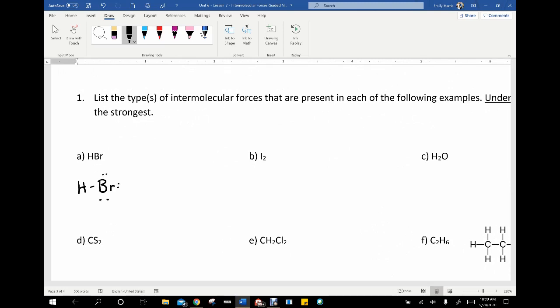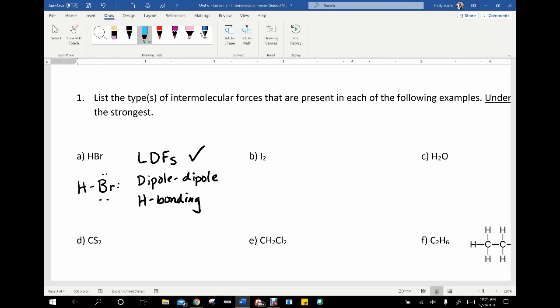So here is HBr. Within our forces, every single one of these molecules is going to have London dispersion forces. So out of our list, London dispersion forces is always going to be a yes. Then the other three forces we'll need to check for. And I'm going to abbreviate hydrogen bonding by saying H bonding. So every molecule has electrons and therefore will have LDFs.